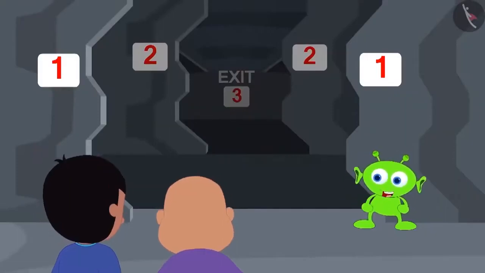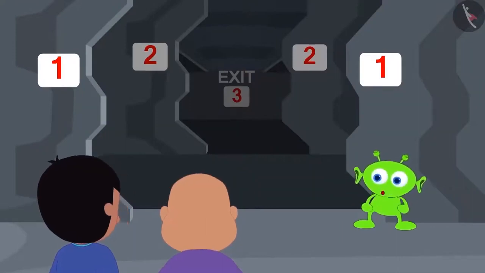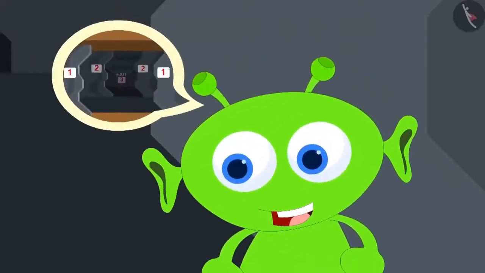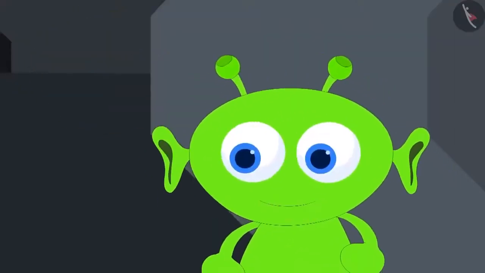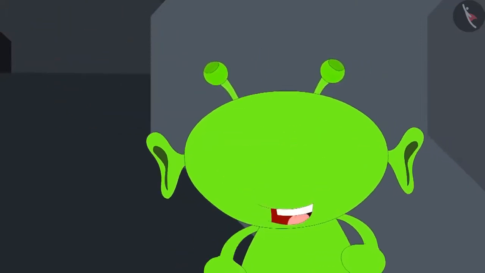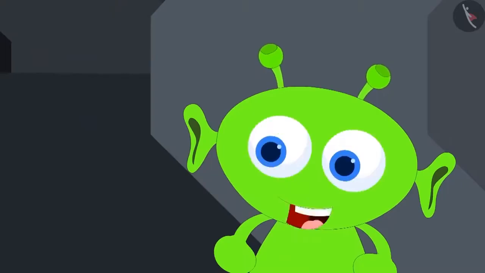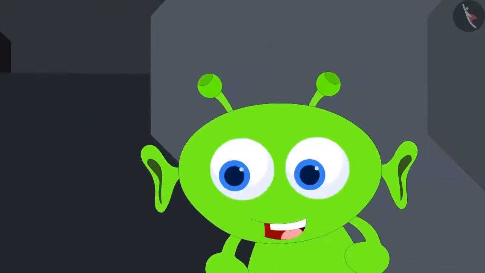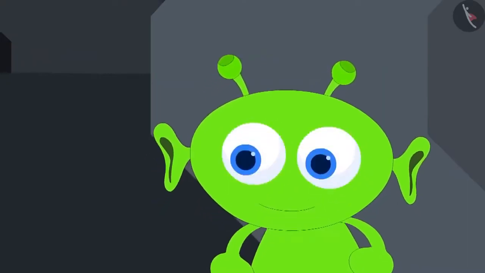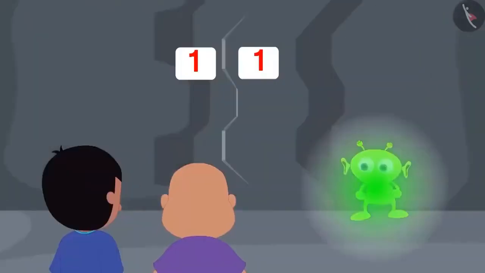Last time you escaped from my captivity. Today, I will not let you go. There is just one way to get out of this spaceship. This spaceship has 3 doors. Each door has a code on it. If you can correctly solve the codes on all the 3 doors, only then you will be able to go back. Jeev said this and disappeared.